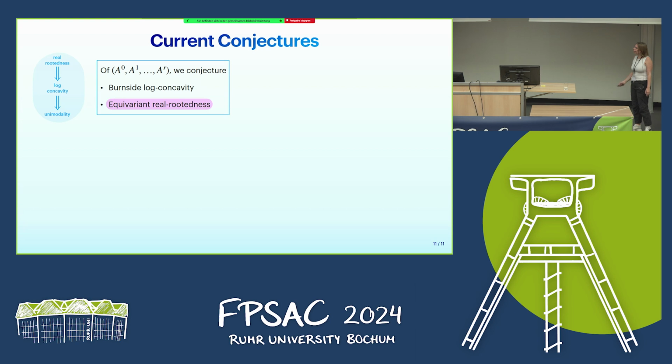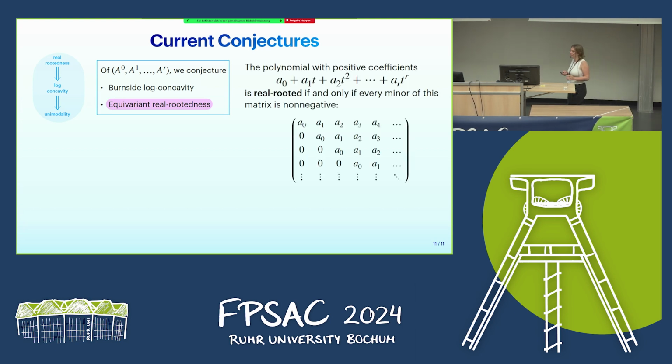Okay, now equivariant real rootedness. We saw a bit about this in the next talk. I will provide this formulation that involves a Toeplitz matrix. So we say that something is real rooted if and only if every minor of this matrix is non-negative. I should say I'm mentioning equivariant real rootedness rather than Burnside real rootedness because we have found an example of a 3x3 minor that is Burnside negative.